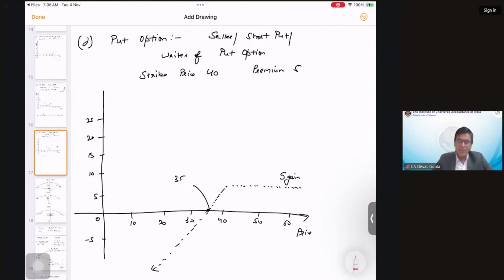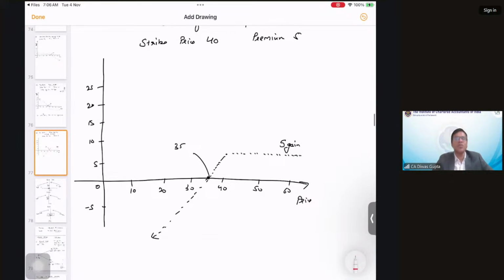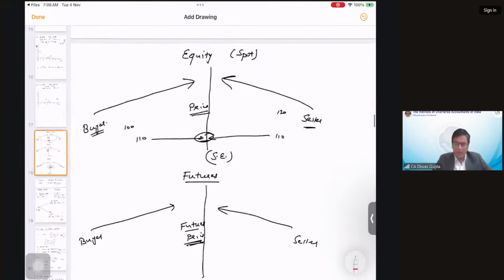And this is the last situation, students, wherein this is a case of a put option seller. Now, the put option seller will have a 5 rupees gain up to the point of 35, or I can say the gain will be maximum up to 5 rupees till the price reaches 40. The moment the price comes down below 40, the loss will slowly start to set in. Okay, because this is a case of an option seller, students.